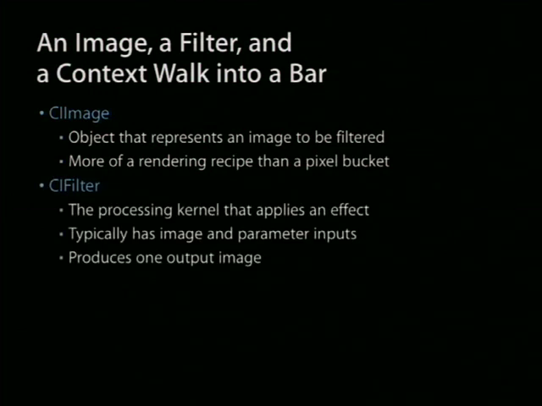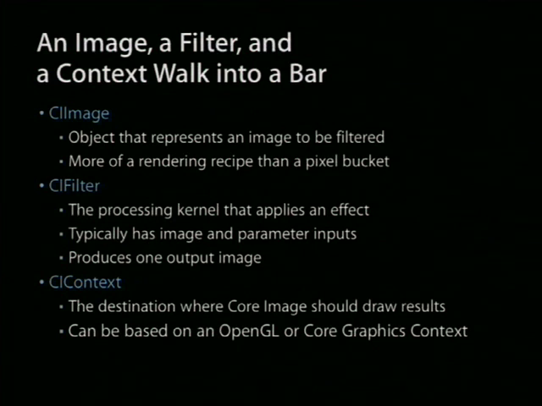And the filters have the processing kernels, and those are the ones that apply the effects. They typically have a set of parameters. Some of them don't, but the majority have input images and a radius, as we saw already in the demo. And they produce one output image. And that's what you then later want to draw. To draw it, you need a context, and that's a CI context. This is where all the rendering of CI later on goes. It can be based on an OpenGL context or a CG context. There is something special about this Core Graphics context that I will go into later, especially for those who have already worked with it on Tiger.